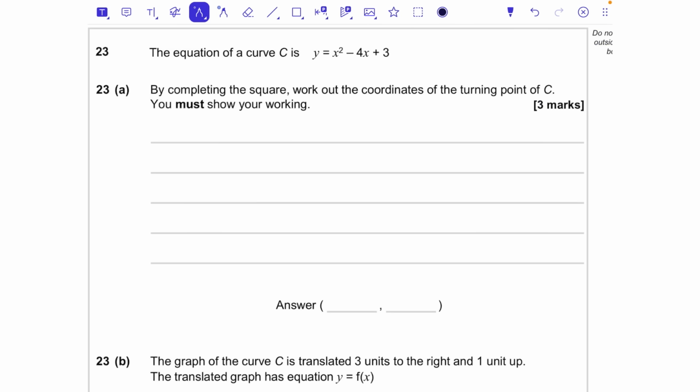Question number 23. The equation of a curve is y equals x squared minus 4x add 3.